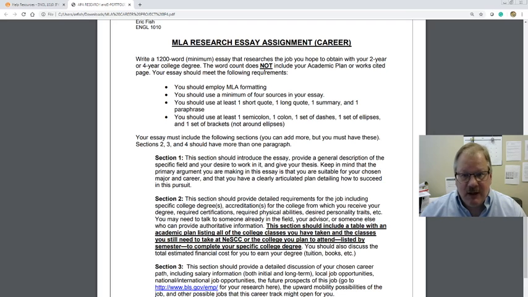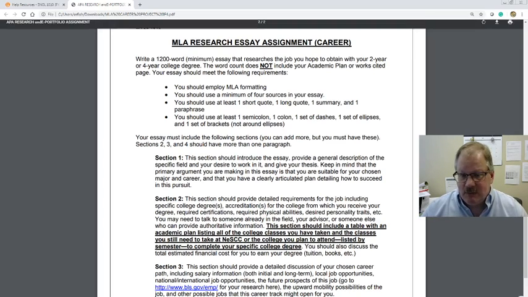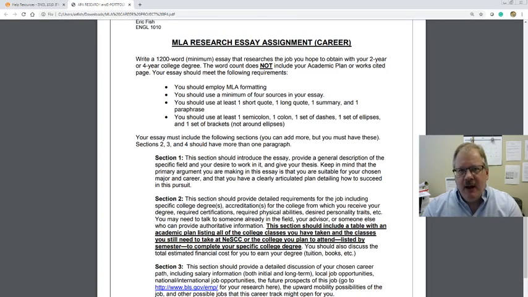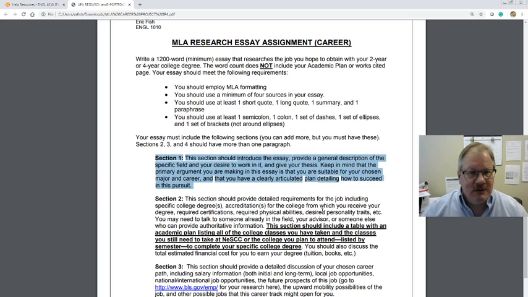Where are we going here? Just to review the essay real quickly, again, you're researching the career you're going to get into with your 2-year or 4-year degree, but also how you're going to get to that point, particularly with your education. The first section, again, is just going to be that first paragraph, probably telling us why you want to be a nurse or electrician or whatever it is you're here at Northeast State to do.